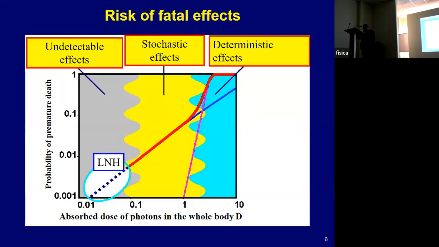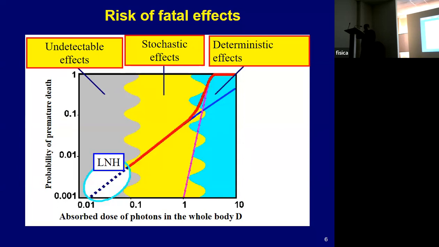Of radiation increases with increasing dose. Dose is probability. This leads to competition between deterministic and stochastic effects of radiation as causes of premature death in exposed people.